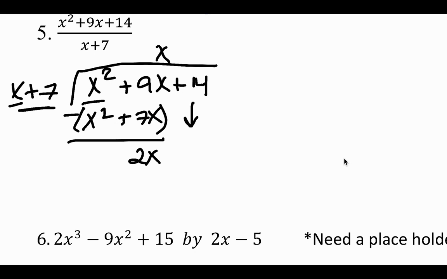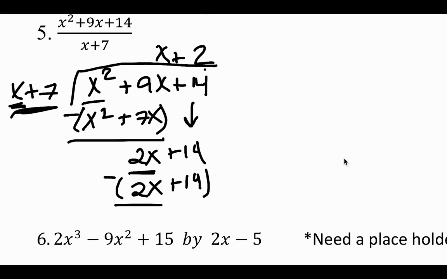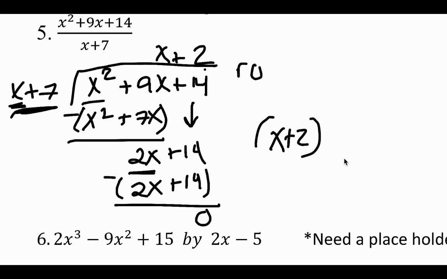I'm going to drag down my next number, and now I'm going to ask myself, how many times does x go into 2x? And it goes in positive 2 times, so there's my plus 2. And now I'm going to multiply 2 by the entire factor I'm dividing by, and that gave me 2x plus 14. So when I subtract, I get a remainder 0. So my answer is x plus 2.